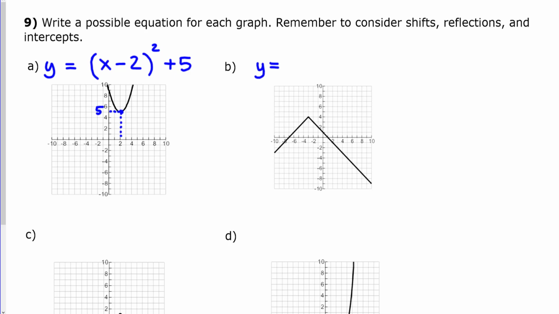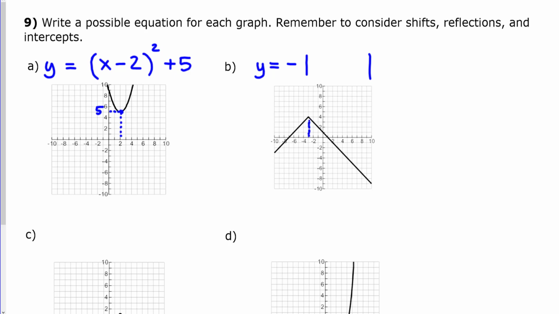So the first thing that I do is observe the graph and identify what type of function it is. It's got the V shape, so it's going to be absolute value. Now, this absolute value function should be pointing upward. It's pointing downward, which means it's reflected. So I'm going to have a negative on the outside.